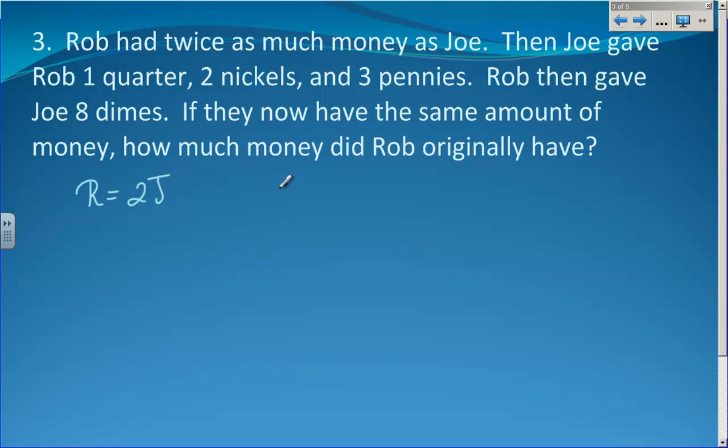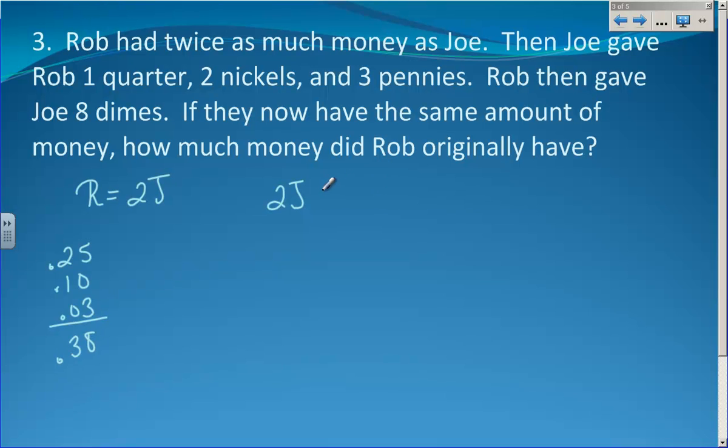So Rob's money, which is 2 times Joe, and then Joe gave Rob this money. He gave him 1/4, 2 nickels, and 3 pennies. Well, if I add 1/4, 25 cents, plus 2 nickels, which makes 10 cents, plus 3 pennies, which makes 3 cents, I end up with 38 cents.